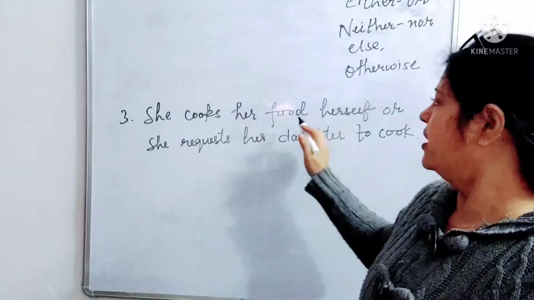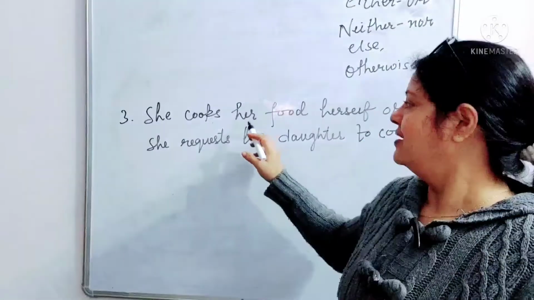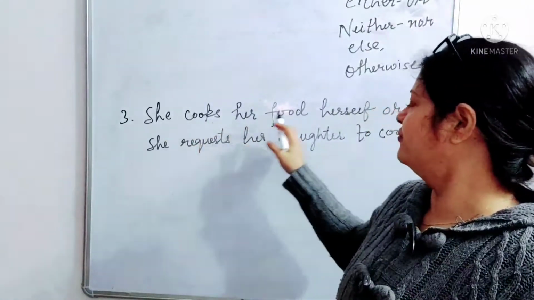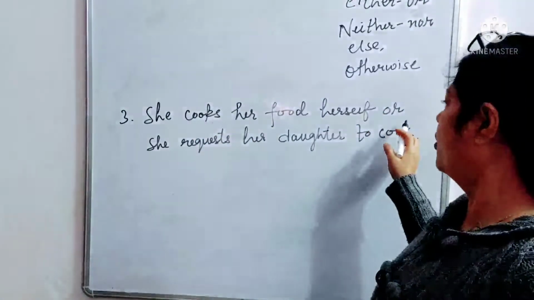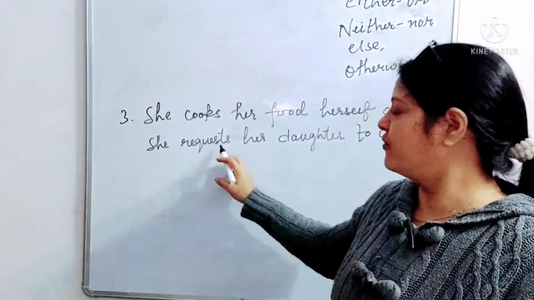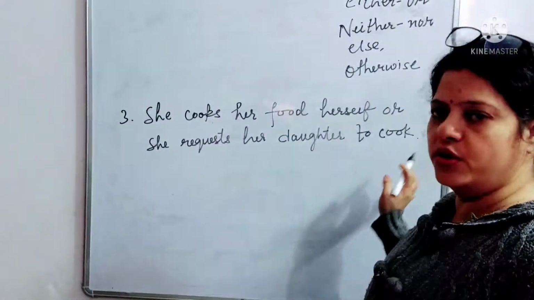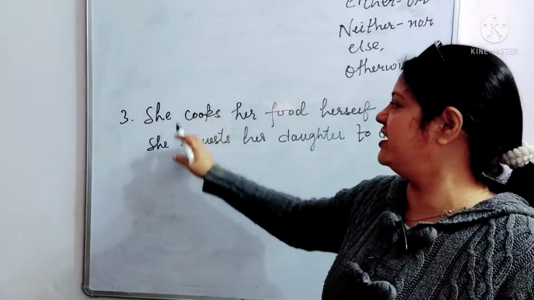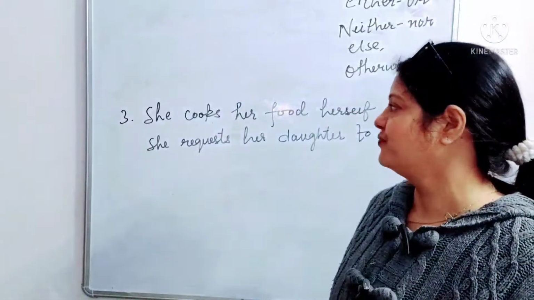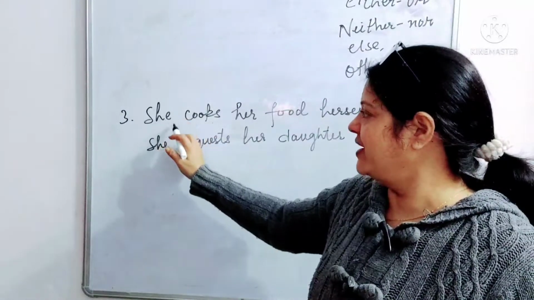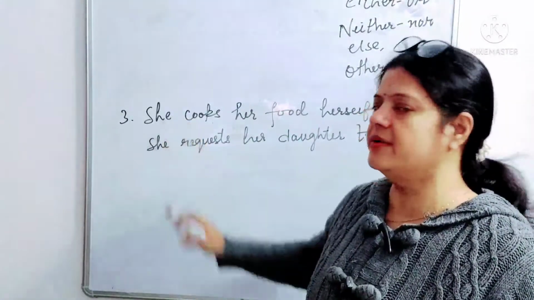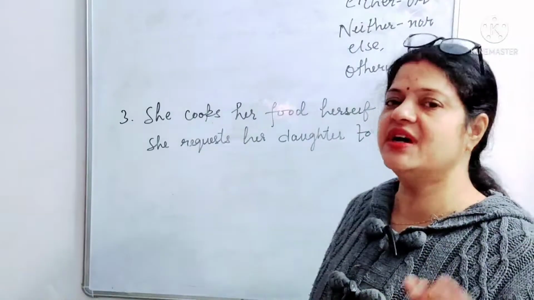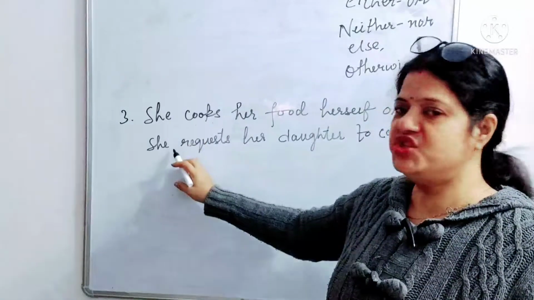Now, one more sentence, let's see how this conjunction either or works in this sentence. She cooks her food herself. I repeat, she cooks her food herself, or she requests her daughter to cook. So in this sentence we find the subject she is common. Both the subjects are same, she and she.